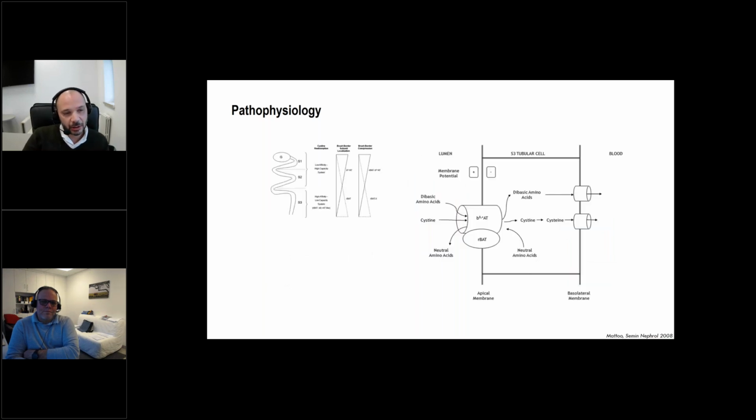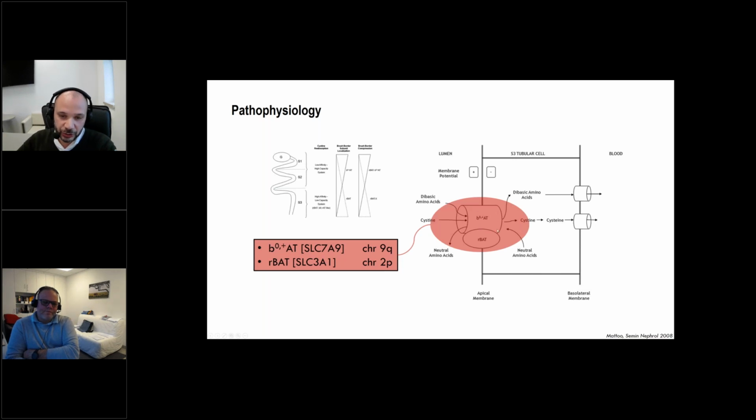Focusing a little bit more on the proximal tubule, and especially on the S3 segment of the proximal tubule, this is where this reabsorption happens. As you can see on the right, this transporter has the role of reabsorbing dibasic amino acids, so cystine, ornithine, lysine, and arginine, in exchange with neutral amino acids. And it is composed of two structures. So it is a heterodimer with the transporter proper, which is called b0,+AT, encoded by the solute carrier family 7 member 9 on chromosome 19q. And the other molecule is rBAT, which is encoded by SLC3A1 on chromosome 2p.